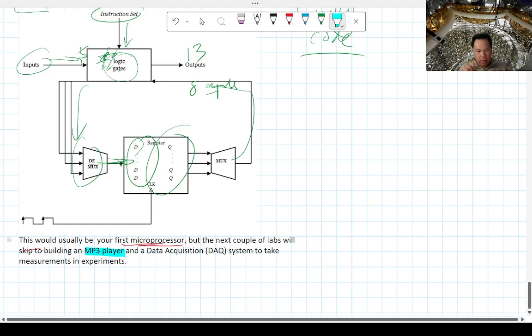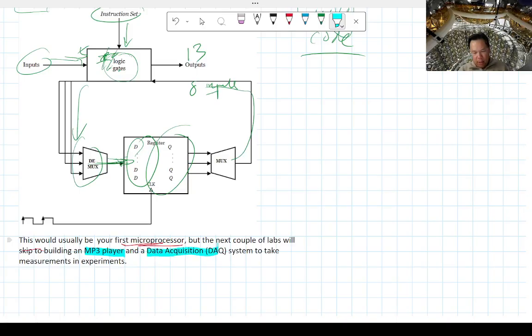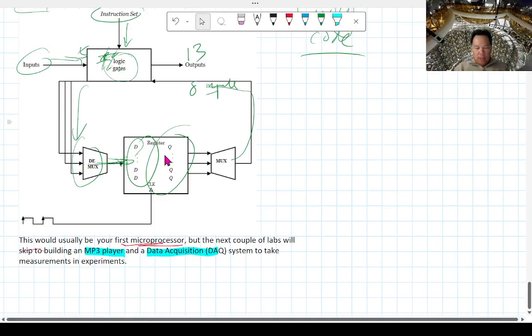Not this one. This one you actually do a very simple one. But after that, a little microprocessor that can play MP3, or one that can do data acquisition, meaning you can read out any device you want. If you have a radio signal and you want to figure out what the wavelength is, you can detect that, put it on your data acquisition system, and record it on the computer, and then you can look at it as much as you want. And that way, it interacts through these registers.